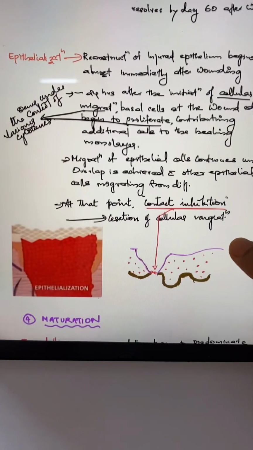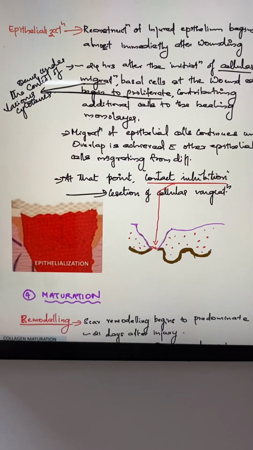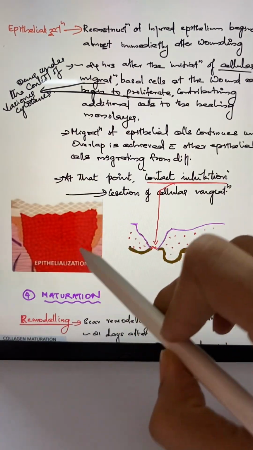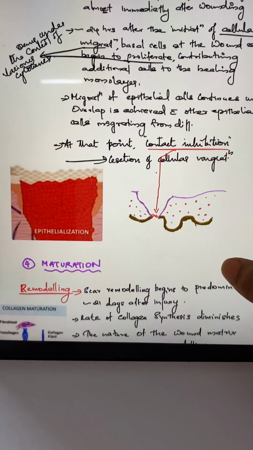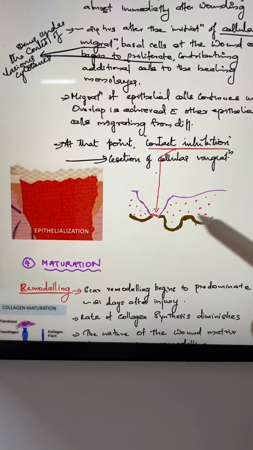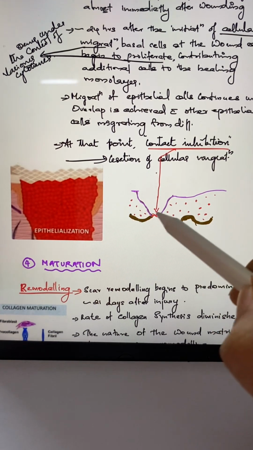Next is epithelialization. This is the reconstruction of the injured epithelium, and it begins almost immediately after the wounding. Now you can see these are the basal cells. These are the epithelium and basal cells.